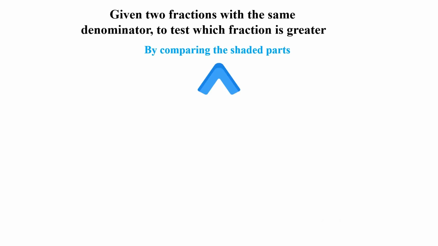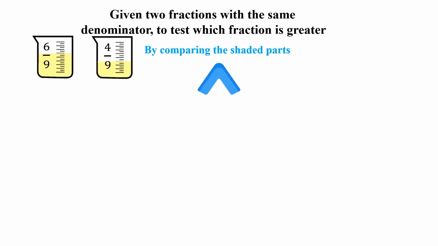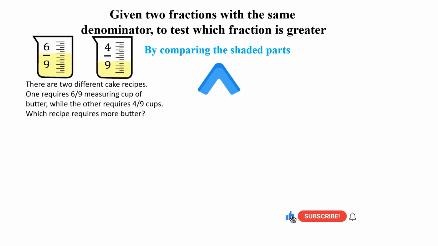So first, by comparing the shaded parts, here you are given two measuring cups and there are two different cake recipes. One requires 6 by 9 measuring cup of butter while the other requires 4 by 9 cups. Now which recipe requires more butter? So just by visualizing, you can say which one requires more.